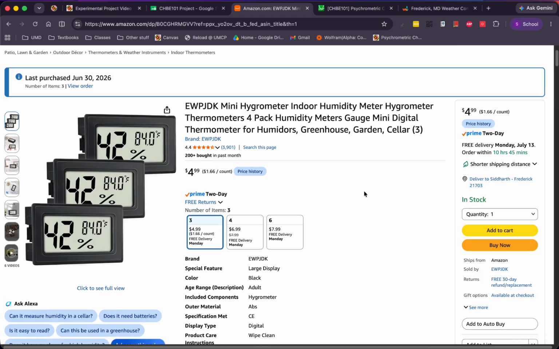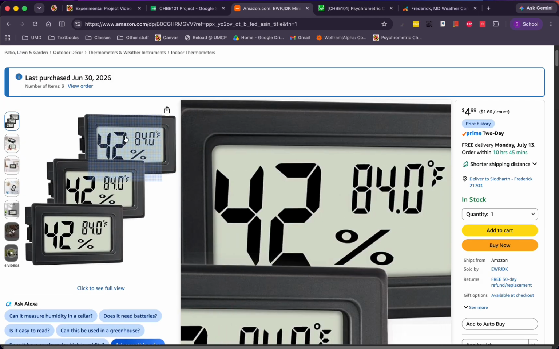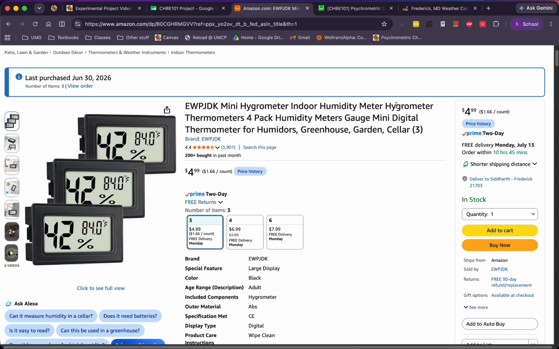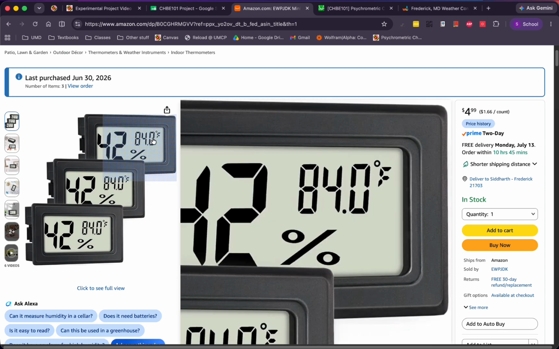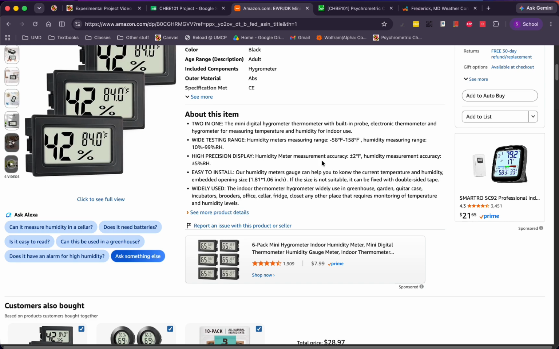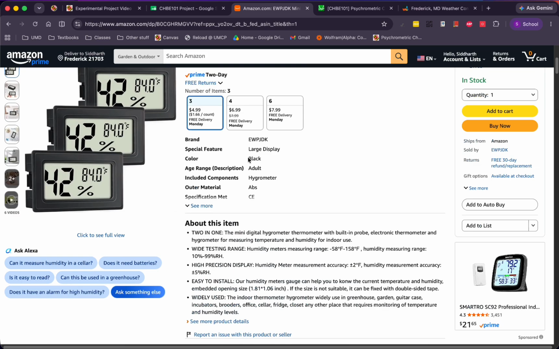This is the tool I used. It's a hygrometer, which counts as both a thermometer and a hygrometer. The hygrometer is what measures humidity, and the thermometer is what measures temperature. And the margin of error for this is plus or minus 2 degrees Fahrenheit and plus or minus 5% humidity.